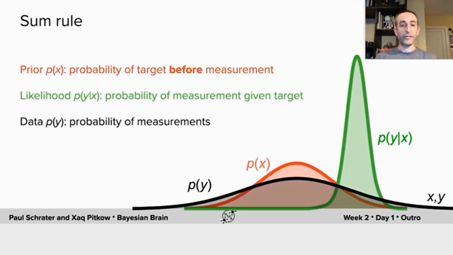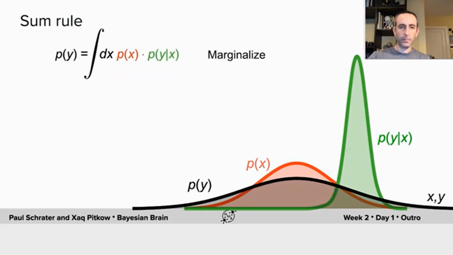We also studied the sum rule, which allowed us to calculate the integral or marginal of a joint distribution to ignore one of the variables. This is something we used in Bayes' rule as the denominator. We figured out the probability of the data marginalized over all of the latents that could have generated the data. So here we have P of y is the integral of the prior times the likelihood, integrating over x.